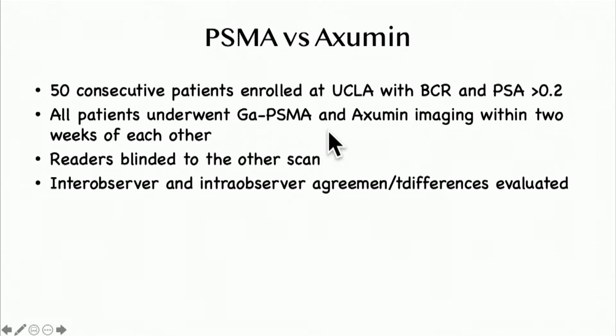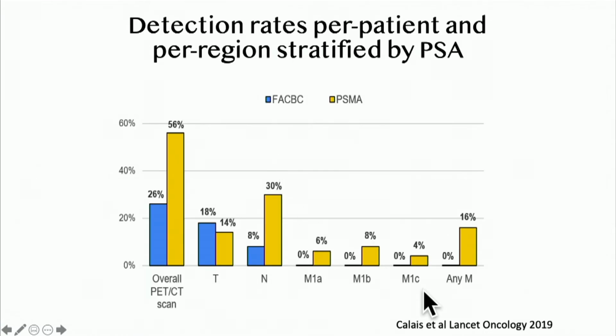So all patients had gallium PSMA and Axumin imaging within 2 weeks of each other. Readers were blinded to the other scan. We looked at inter-observer and intra-observer agreement, et cetera. And this was published recently in Lancet Oncology.